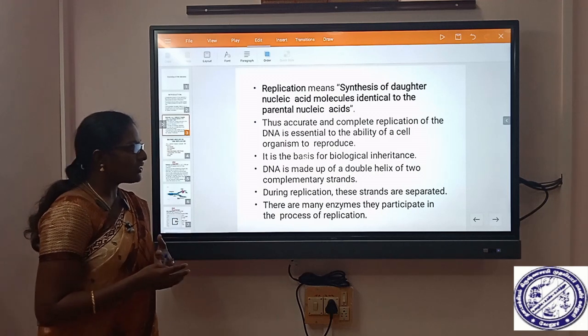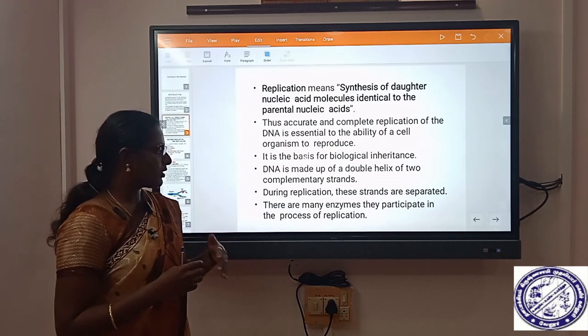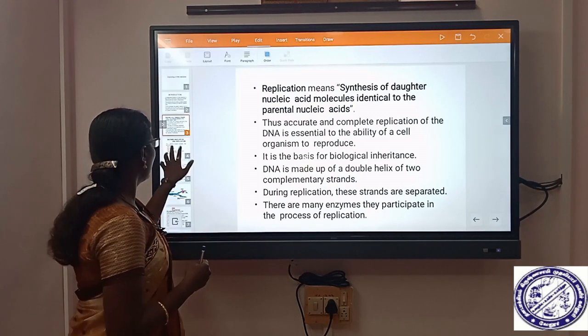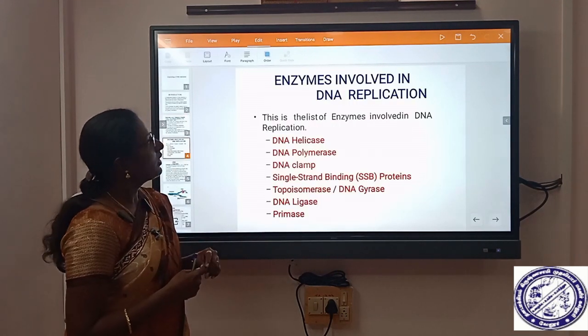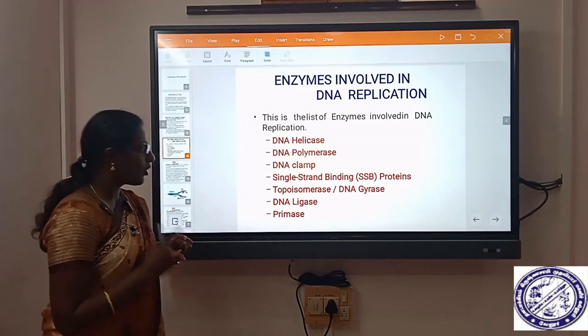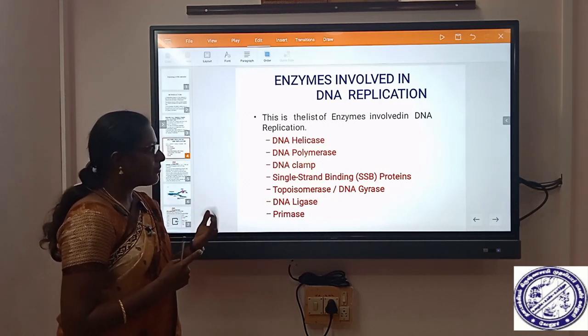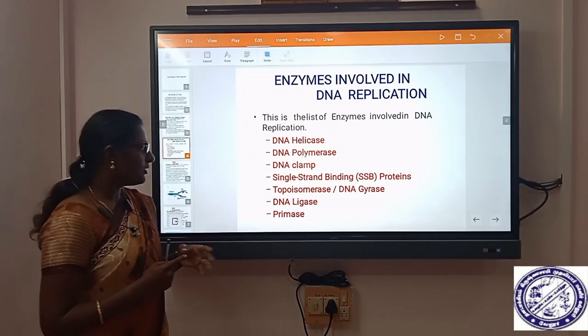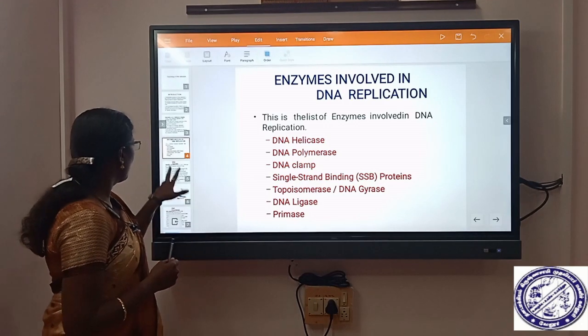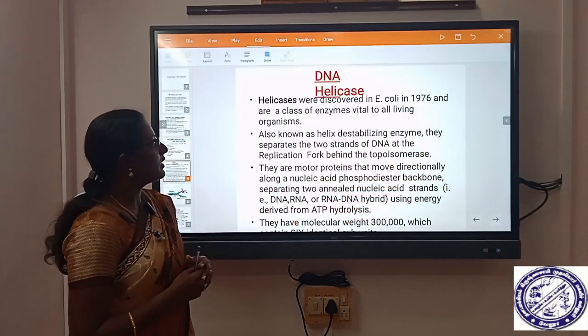During replication, there are enzymes involved, which we will see in future. The enzymes involved in DNA replication are DNA helicase, DNA polymerase, DNA clamp, single strand binding protein, that is the SSB protein, topoisomerase, DNA ligase, and primase. First we are going to see about DNA helicase.